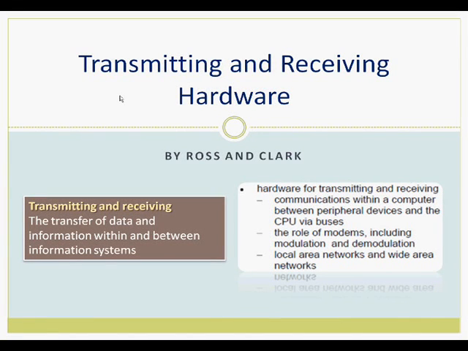Transmitting and Receiving Hardware by Ross and Clark. Transmitting and receiving refers to the transfer of data within and between information systems. Throughout the presentation, we will be discussing communications within the computer, the role of modems, and area networks such as LAN and WAN.